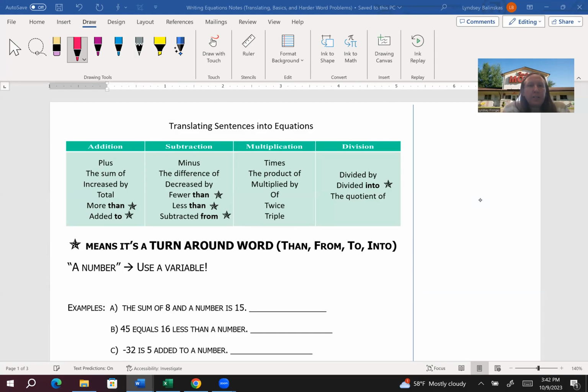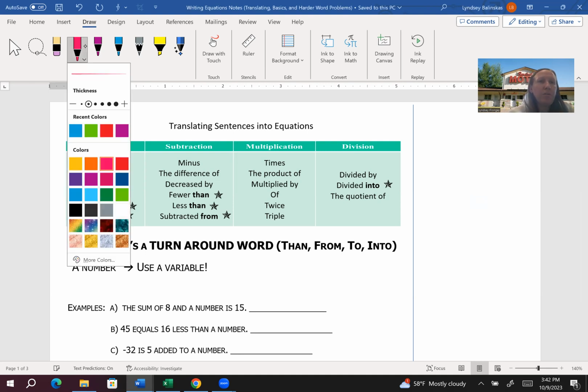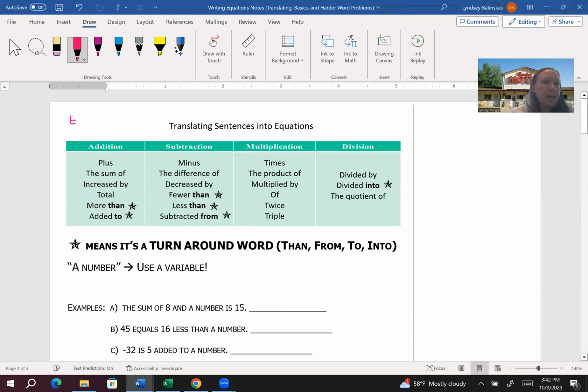Okay, this video is going to be about translating sentences into equations. You've probably done something very similar to this before. It may have been with expressions, though. Just a reminder that expressions are the equivalent in English to a phrase, an incomplete sentence. That is when we do not have an equal sign. When we're doing equations, it has that complete thought. It's a sentence, and it will have that equal sign.